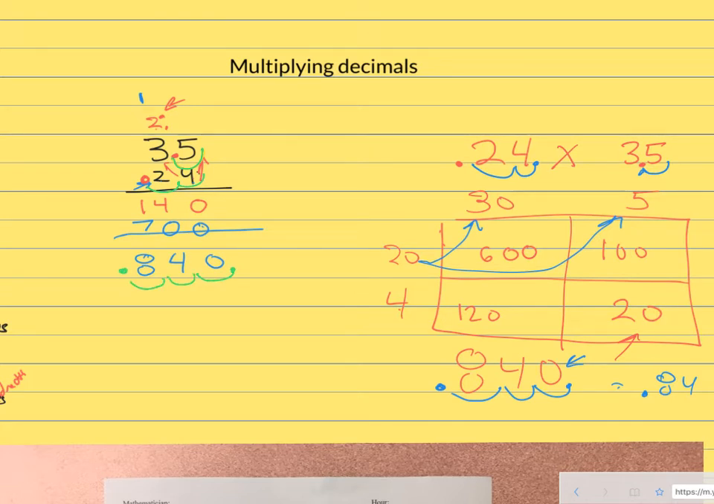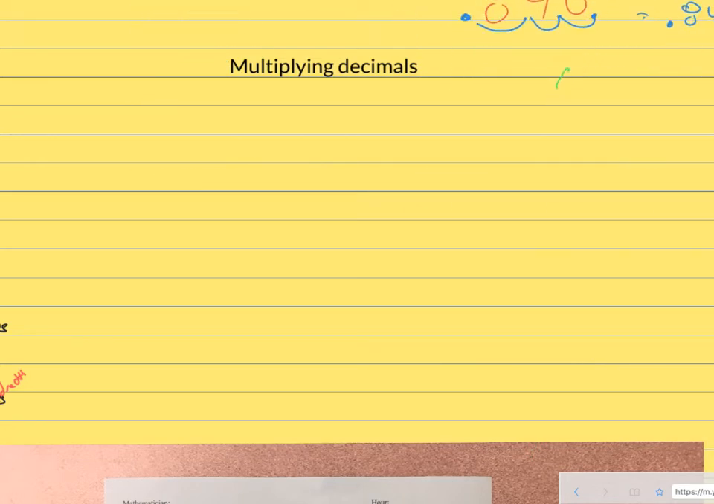Did I get the same answer? Yes, I got the same answer, and I can do it 2 different ways. I could do it the partial products, or I could do it this way, which is the way your mom and dad have been taught and probably do. So those are the 2 ways we can do this. Let's do one more, and then I'll do a couple on the homework.